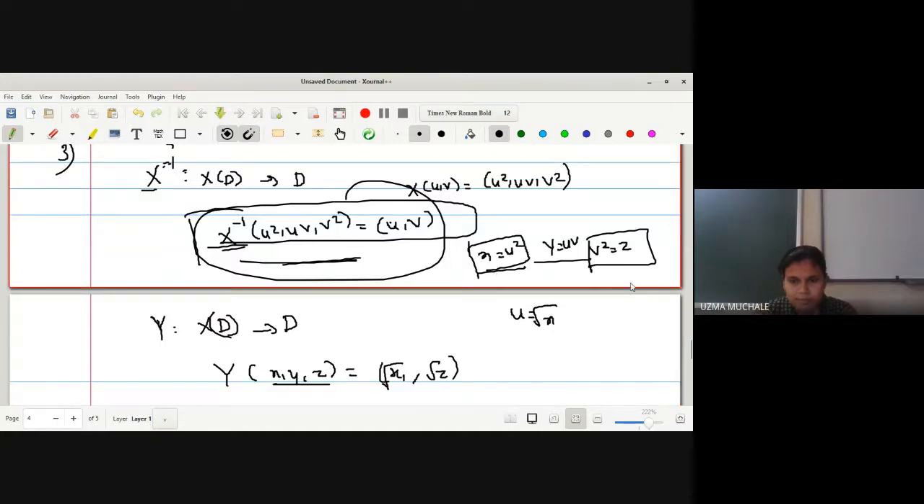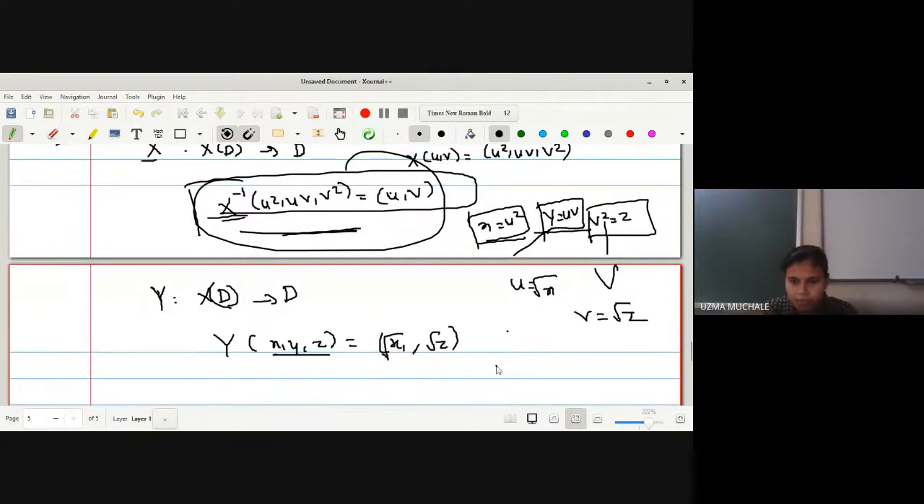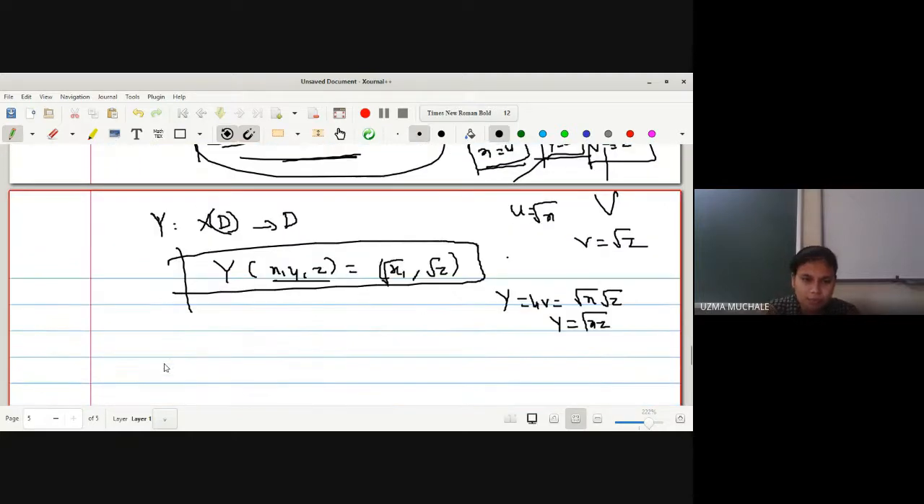बरोबर ना? Yes, ma'am. To find out, v is nothing but root z. और y कैसे लिखोगे आप? Y is nothing but the combination of u and v. Y is equal to u into v, that is u is root x, v is root z. So I can write y is equal to root of xz. So while defining this inverse mapping from x of d to d, we must write down one condition, y is equal to under root of xz. बरोबर?